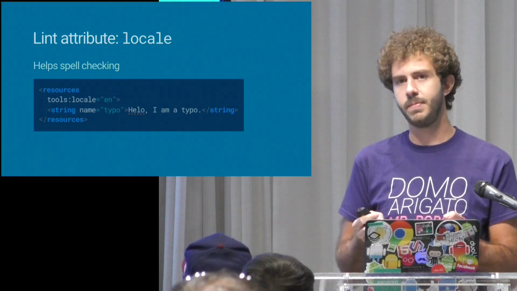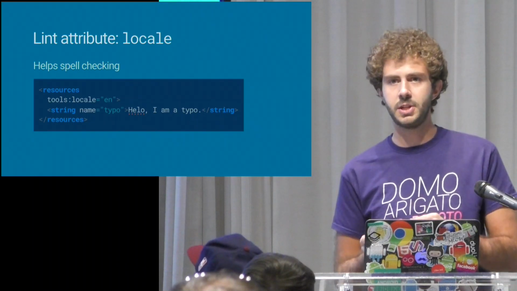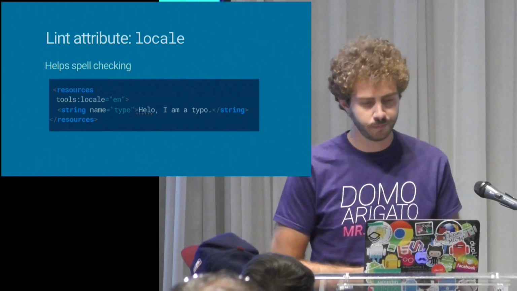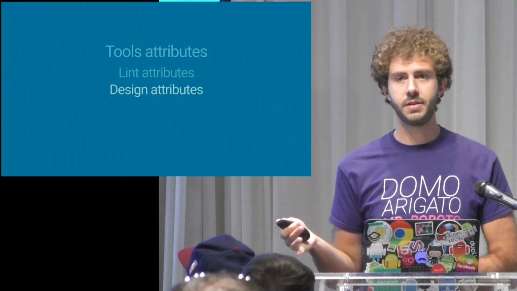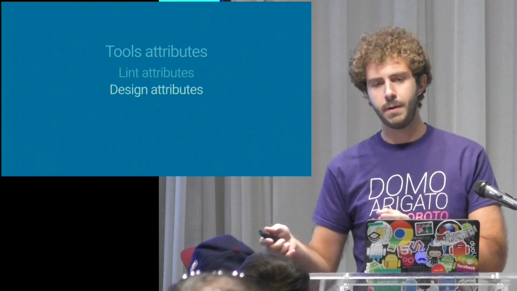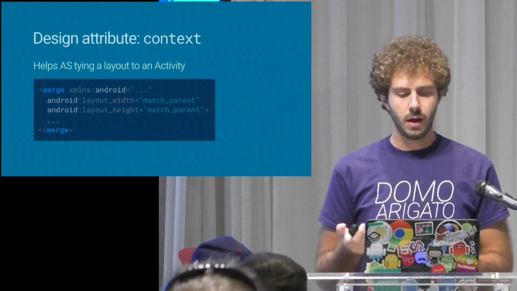At the moment, it just basically turns off spell checking, but in the future, it might actually turn on spell checking for Italian, which might be useful. This is just, really quickly, the lint attributes. So now, the other family, which is the bigger family, is the design attributes.